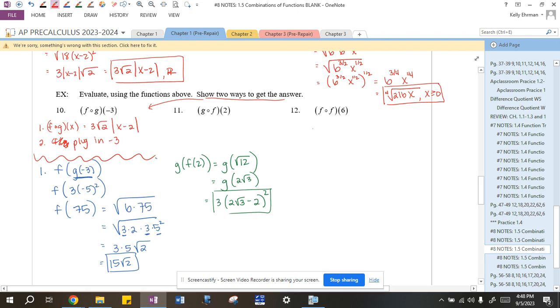All right, and then f composed with f of 6, so that's f of the square root of 36, which in other words is f of 6. And that's square root of 6 times 6, which is 6 again. So that's kind of a weird one because you just keep getting the same number back out.